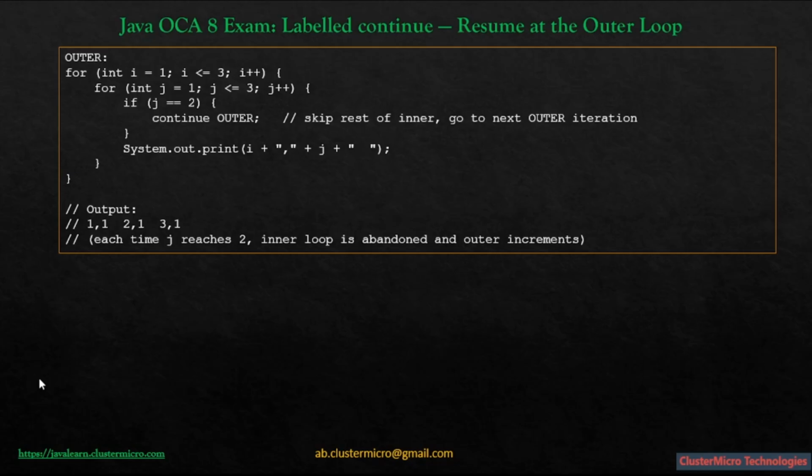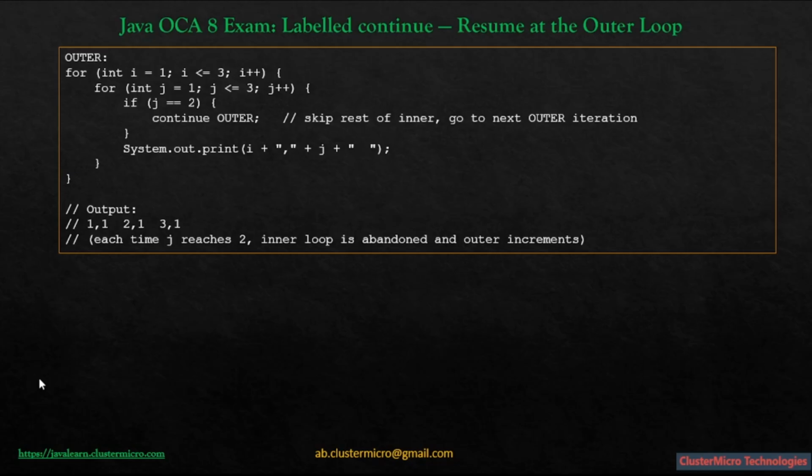So if you see the example here, whenever j reaches 2, the statement continue outer runs. As a result, the inner loop stops at that point. So only the case where j equals 1 is printed for each value of i. And the output therefore becomes 1, 1, 2, 1, and 3, 1. The key distinction to remember here is this: break outer exits the outer loop completely, while continue outer will skip the rest of the current iteration and move to the next iteration of the outer loop.